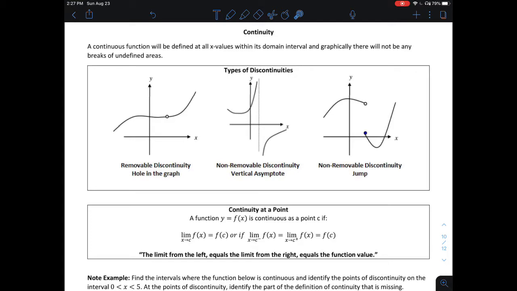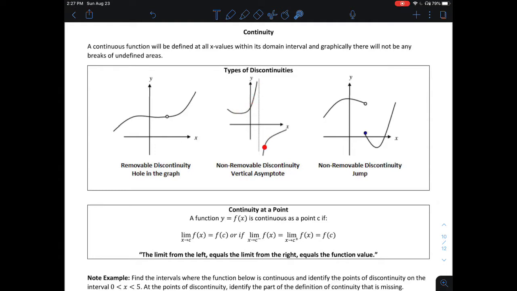define continuity itself. We have three types of discontinuities. You have a hole, which is basically a single blip in a graph that had to be removed. However, the function itself from left and right sides will have a limit that exists around that hole. That's a removable discontinuity. You also have two non-removable kinds of discontinuities.